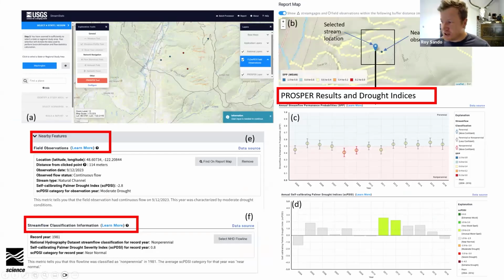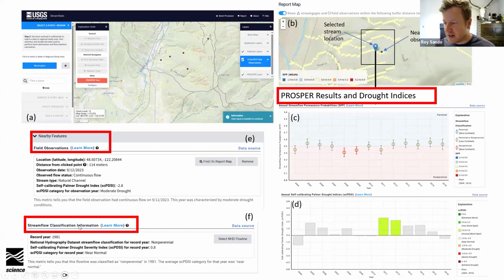Another platform that these predictions are available on is the StreamStats network. This is relevant for Idaho in particular. All the Pacific Northwest predictions are available on StreamStats. When you get into StreamStats and look at the Prosper tool, what we allow you to investigate and visualize are nearby field observations. If you have a location of interest, you can go in and actually see what observations or training data are available nearby.